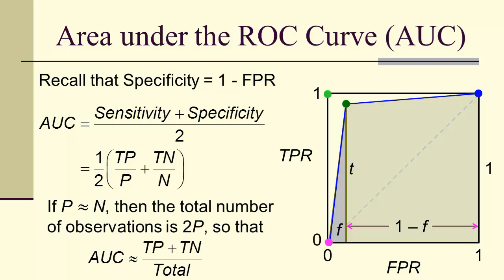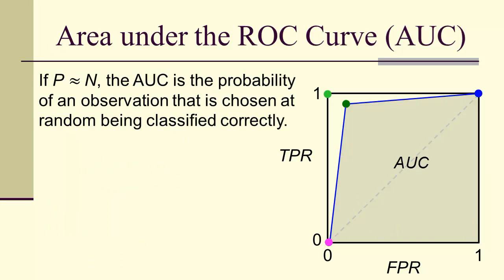Now if P is approximately N, the number of actual positives is approximately the number of actual negatives, then we have a total number of observations of 2P, and therefore the area under the curve is essentially the sum of the true predictions over the total. So what does that mean? That means if P is approximately N, the area under the curve is the probability of an observation chosen at random being correctly classified. So that relates it in a probabilistic way to something that's essentially the same thing, which is the accuracy.